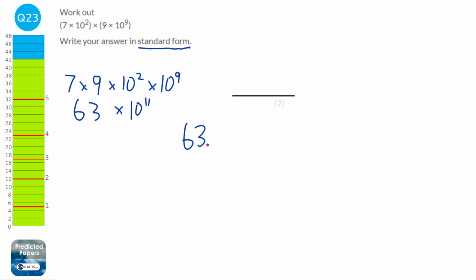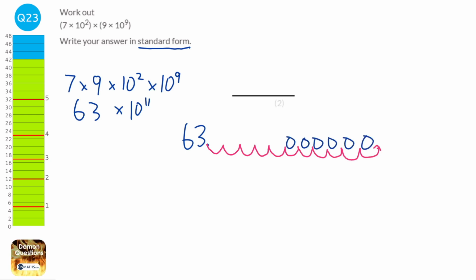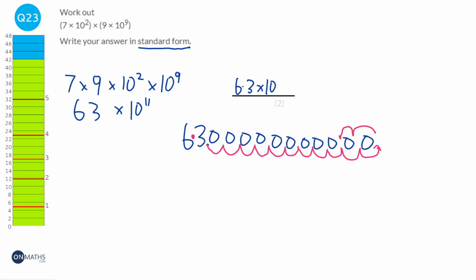So here we've got 10 to the power of 11. So it'd be 1, 2, 3, 4, 5, 6, 7, 8, 9, 10, 11. We fill these all out with zeros. And that's the number we've created here. A lot of zeros. Now, to make it a number between 1 and 10, not including 10, the decimal point needs to be here. So we want that to end up with 6.3 times 10 to the power of, well, let's work that out now. So we go 1, 2, 3, 4, 5, 6, 7, 8, 9, 10, 11, 12. So it's going to be 10 to the power of 12.